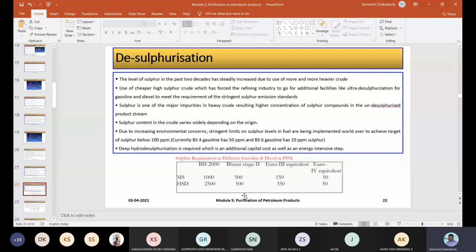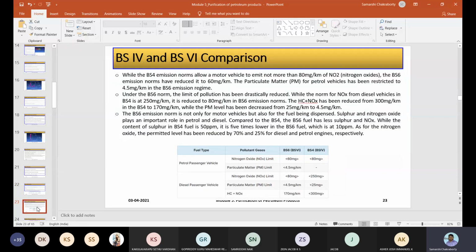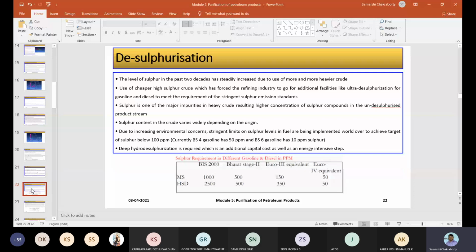Now, do you know based on what criteria these BS standards are being made? Obviously, in order to match your BS6 or BS4 standard, you need to control your sulfur content, as well as your nitrogen oxide and particulate matter content, which also needs to be under a certain value. Only then can the quality of your petrol or diesel match this type of BS standard. Those things we'll be talking about in the next class.